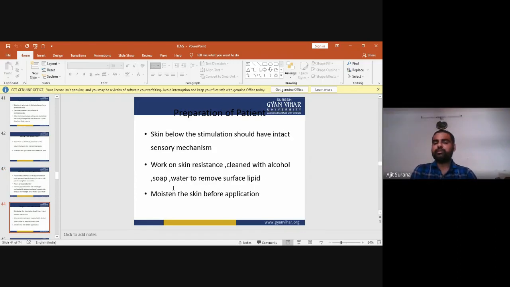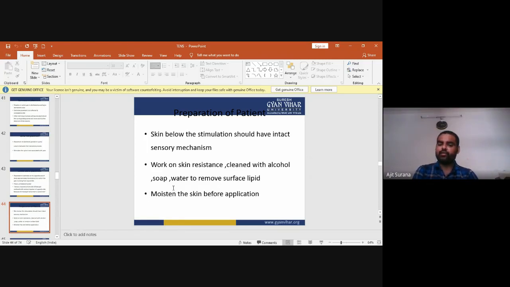Now the preparation of the patient. The skin below the stimulation should have an intact sensory mechanism. We also work on skin resistance.